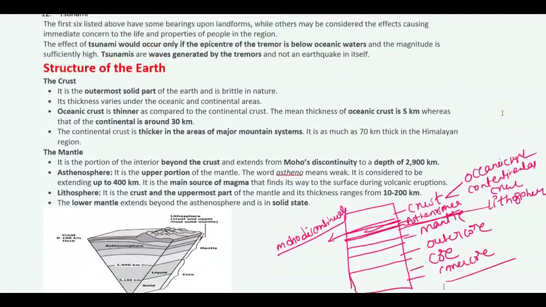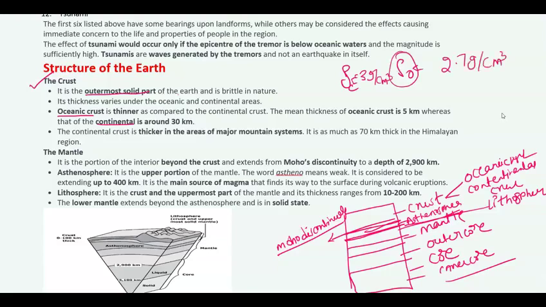Structure of the earth, the first one is the crust. Crust is the outermost solid part of the earth, and it consists of two types: oceanic crust and continental crust. Continental crust is thicker than the oceanic crust. If you see the density difference, the continental crust is 3 gram per centimeter cube because it is having the rocks, whereas oceanic crust is 2.7 gram per centimeter cube.